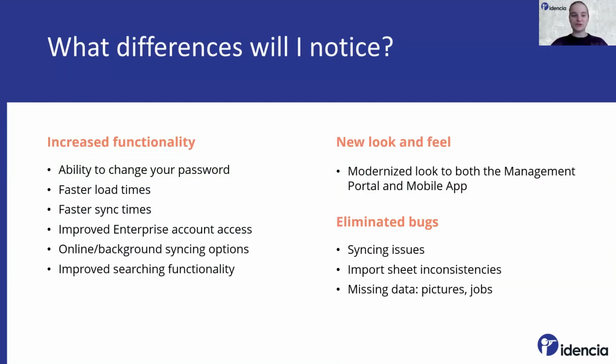So what differences are you going to notice? There's going to be some increased functionality, those general life improvements, being able to change your own password, faster syncing times, faster loading times, less loading screens, and an improved version if you have an enterprise account with more than one plant using Idencia. We're going to have an online syncing option for the mobile app, which will also include background syncing, so no more pop-up that means you can't do anything while your mobile app is syncing, and some improved search functionality. We're going to have that new look and feel, like I already said, to modernize both the management portal and the mobile app. And we've eliminated some bugs around syncing, importing, and missing data.